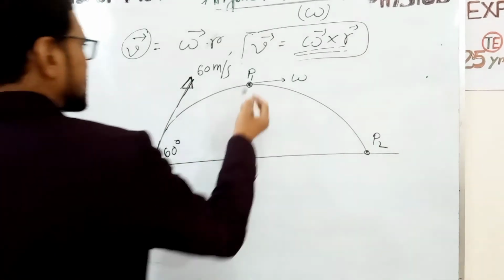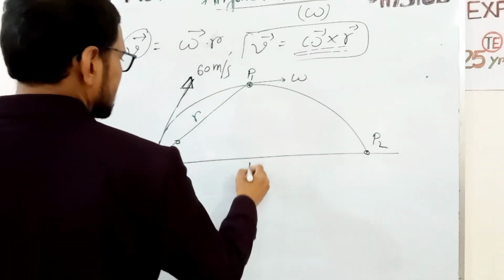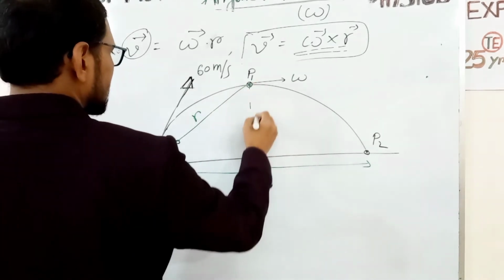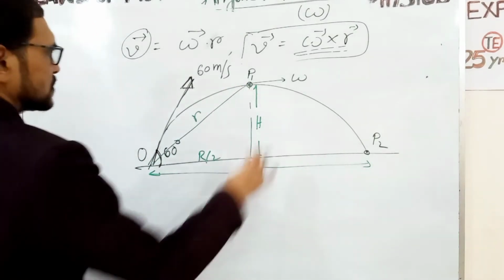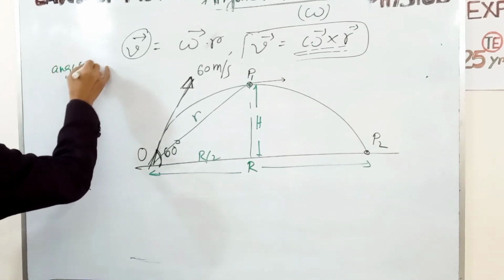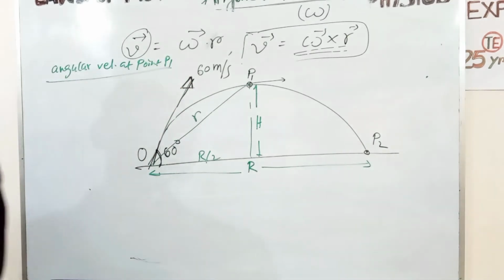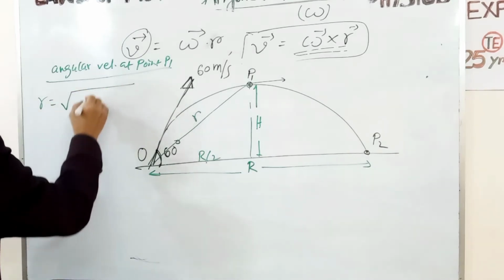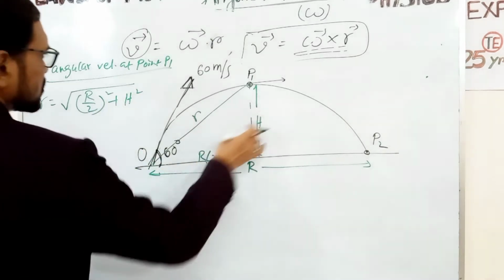So to find the angular velocity at P1, we have to find the radius vector, and this range is r. Now this is r, so we take height h and r by 2. To find the r, we take this. Now we know the value, so to calculate the angular velocity at point P1, we calculate r. So r equal to root over r by 2 whole square plus h square. We know this from the Pythagoras theorem.